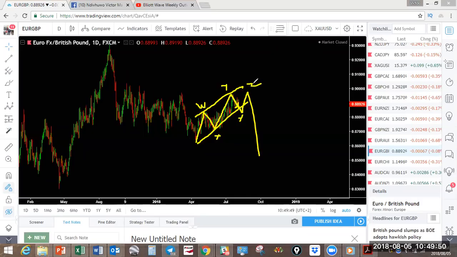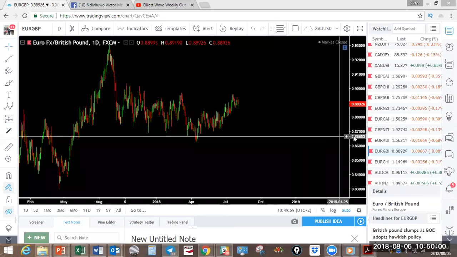So we're looking for one more up before we come down on pound. We have been looking for it to retest that level that has now happened. So we may get one push higher before we come down. So that's euro pound.